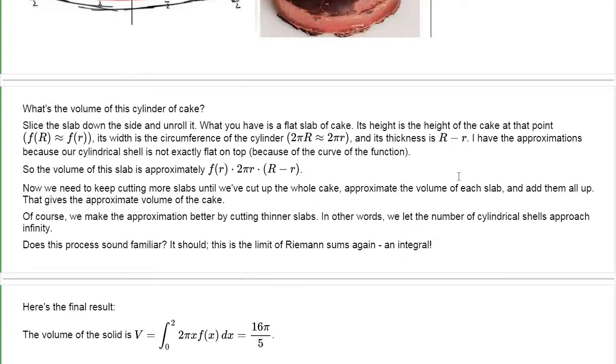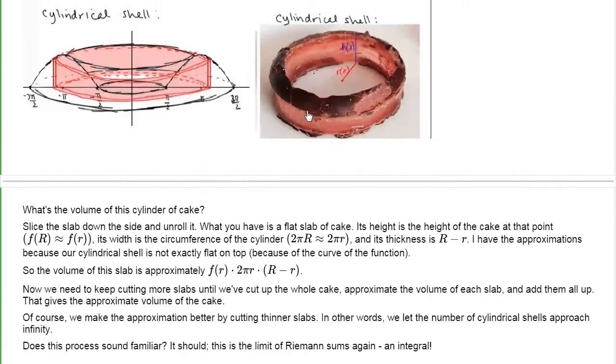So the height of this cake, here's the height, is given by the function. The inside radius I called little r, the outside radius I called big R. They're about the same. F of big R and F of little r are about the same as long as little r and big R are pretty close together. So that's roughly the height. Now the height's not actually a constant. That's why I have an approximation here, because there's a little slope.